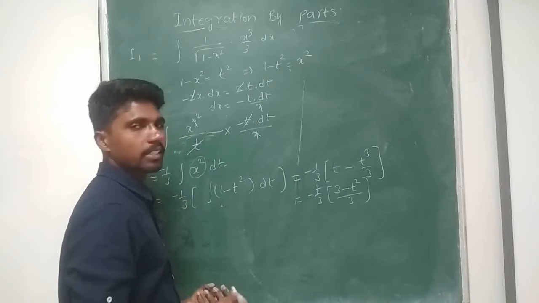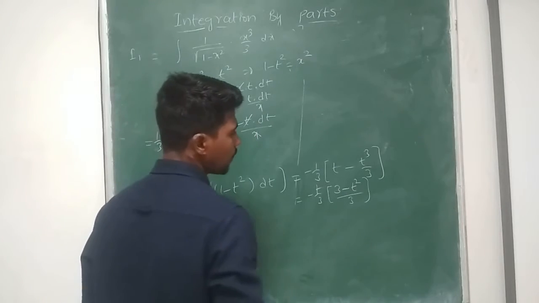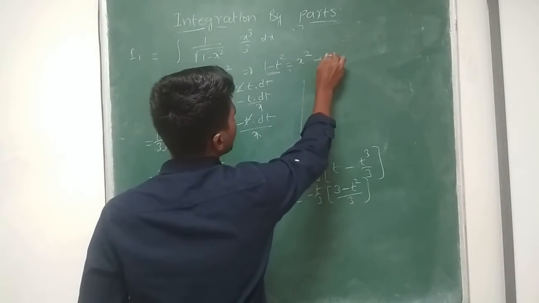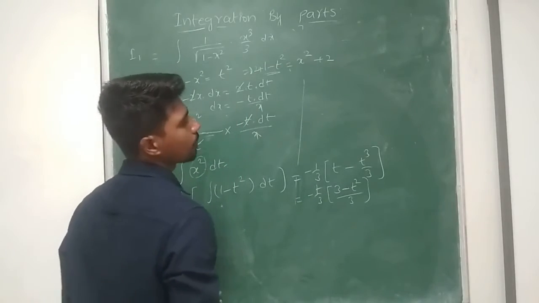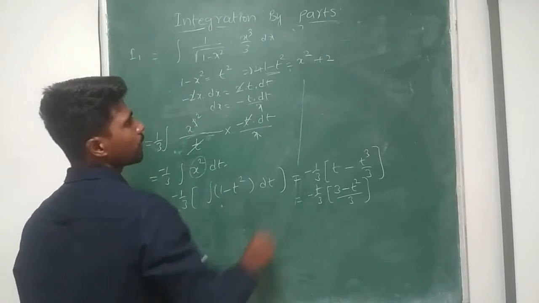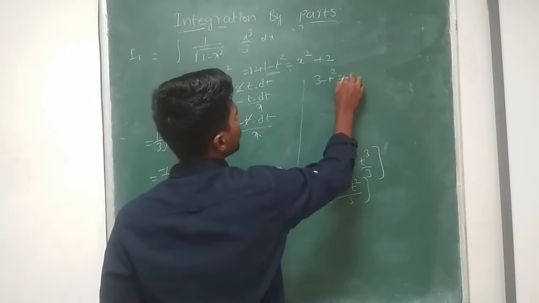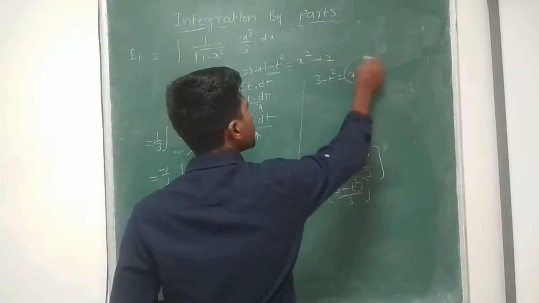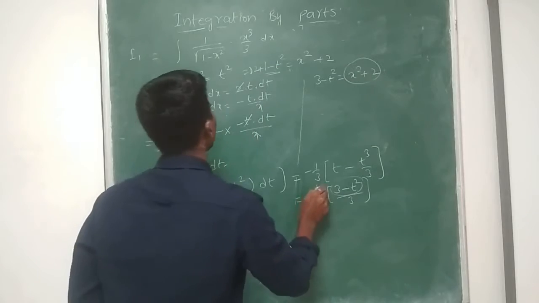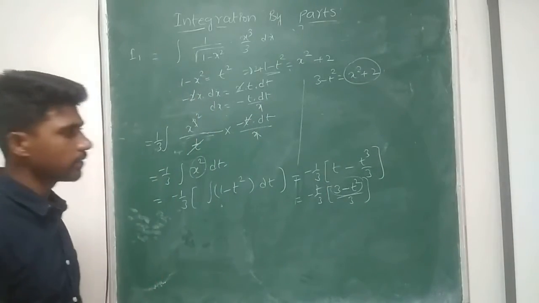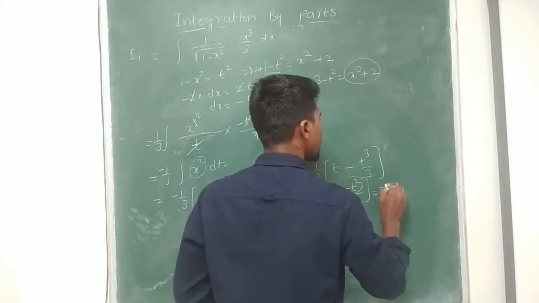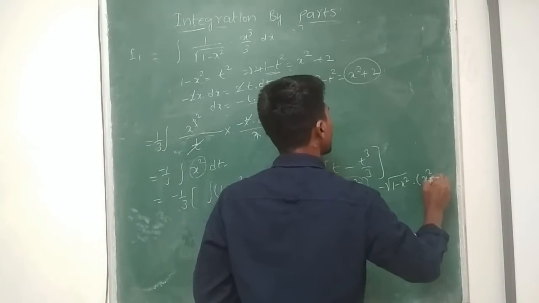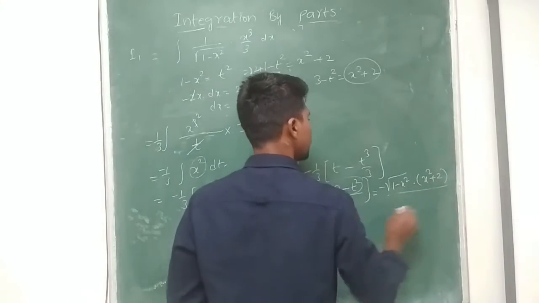So I want to express the answer in terms of x now. So for 3 minus t square: 1 minus t square is x square, so add 2 to both sides. Then 3 minus t square will be equal to x square plus 2. So 3 minus t square can be replaced as x square plus 2, and t can be replaced as root over 1 minus x square. So my answer will be equal to minus of root over 1 minus x square into x square plus 2 by 3, 3 3s are 9.